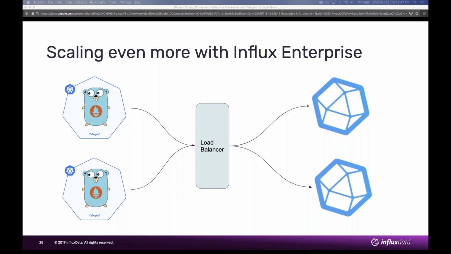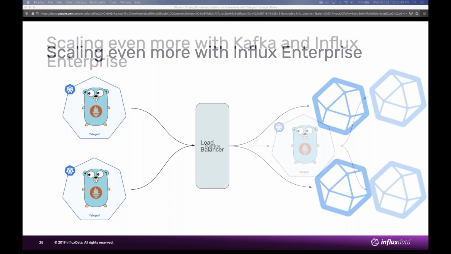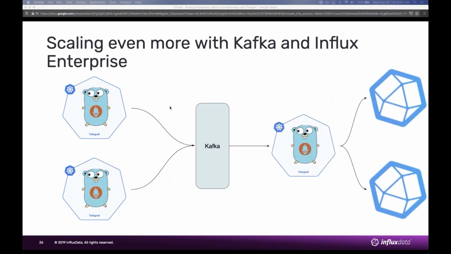Decoupling the solutions. One of the other things that we tried out in different ways, or we've seen customers try, is that these Telegrafs can send metrics into a queue or into a log like Kafka. And this is a really interesting approach because it gives some durability to those metrics. And we have another Telegraf that reads from a Kafka topic and then, of course, sends on to the Influx Enterprise.